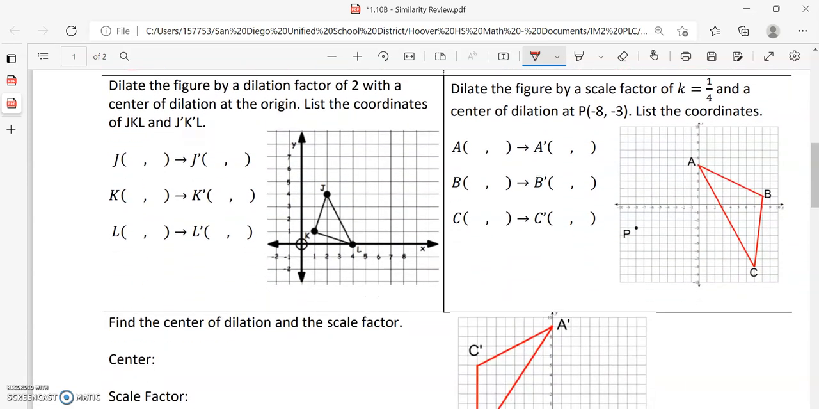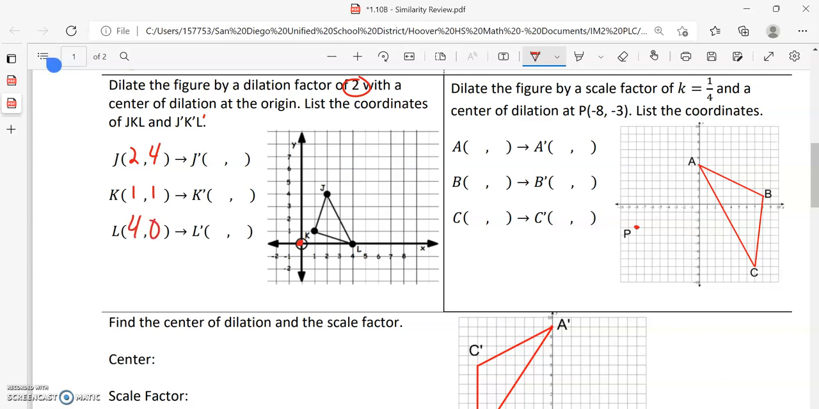All right, dilate the figure by a factor of 2 with the center of dilation at the origin. Okay, this one's at the origin. Our next question over here, we don't have an origin question, so it's a little bit different. List the coordinates of J, K, L, and J prime, K prime, and L prime. So J's coordinates is 2, 4. K is 1, 1. And L is 4, 0.